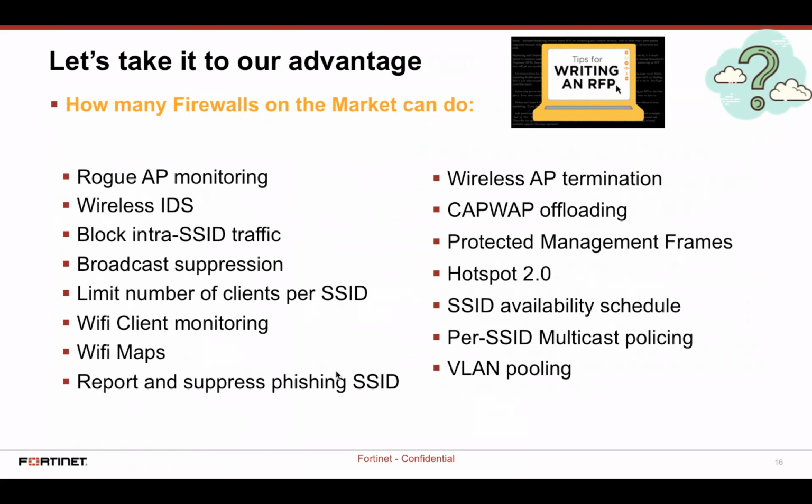Additionally, on a firewall, if you compare the Fortinet wireless integrated platform with other solutions in the market, our competitors, this is where we have an advantage. We have built-in rogue AP monitoring, and advanced wireless LAN features are within the FortiGate firewall. So you have features like IDS intrusion detection, you can block entire SSID traffic, or block communication between two hosts connected on the same SSID. You can also limit the number of stations per SSID, and Wi-Fi client monitoring. So basically, you have all the advanced enterprise wireless tools within the integrated platform.